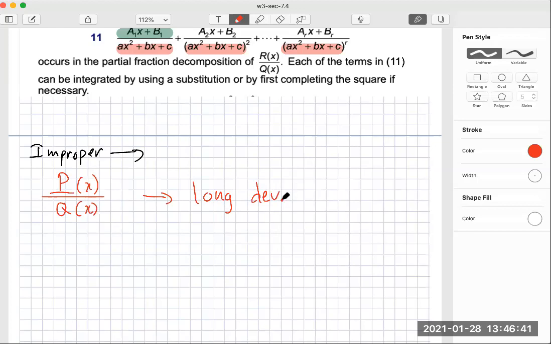Okay? And how to do long division? Go back to what we've done. So yesterday, the video is uploaded already, or review it yourself somewhere. You can find it easily in Google, okay?